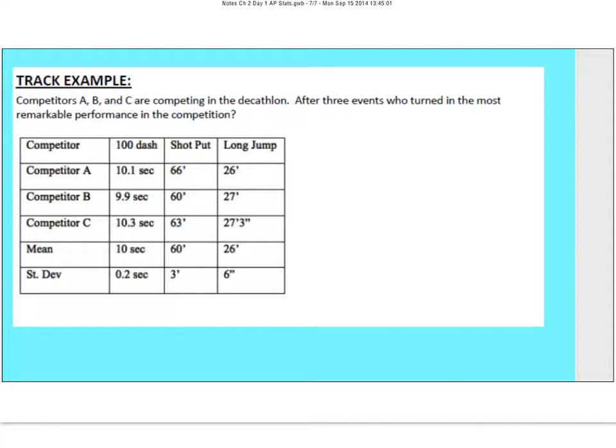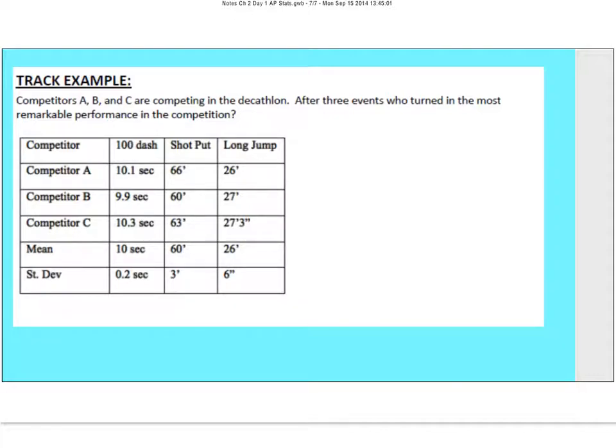Let's look at one more example, since this is such a standard concept in this book. Here we have a track example. We have competitors A, B, and C all competing in a decathlon. After 3 events, who turned out the most remarkable performance in the competition? So what we want to do is compare performance in the 100-yard dash, the shot put, and the long jump, which clearly aren't comparable events, so we have to standardize their scores.